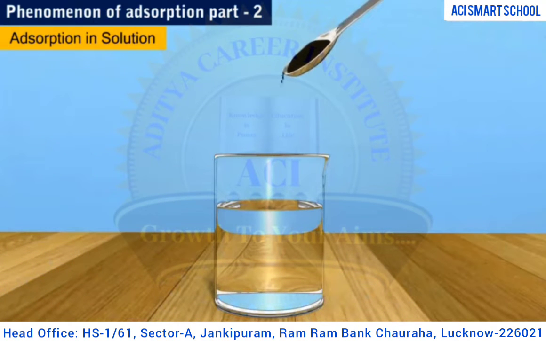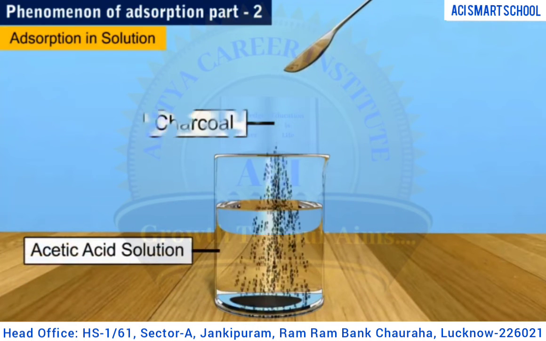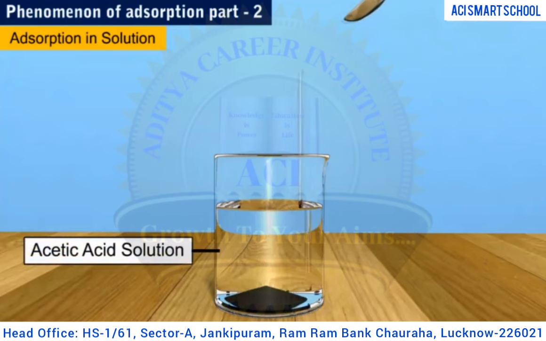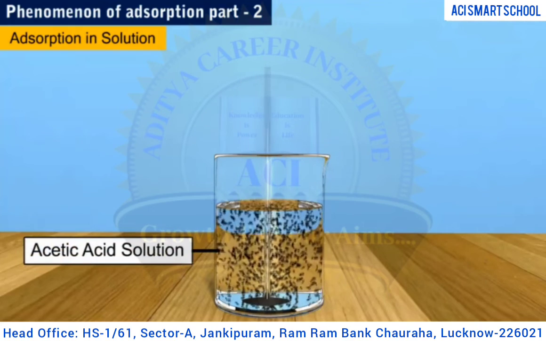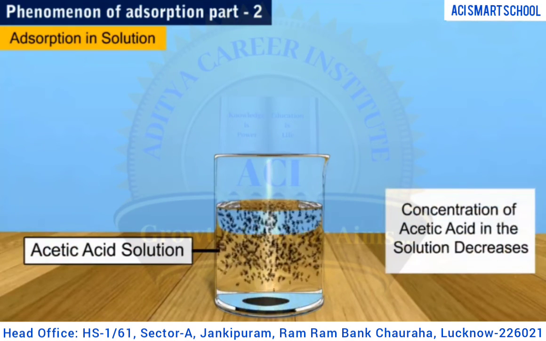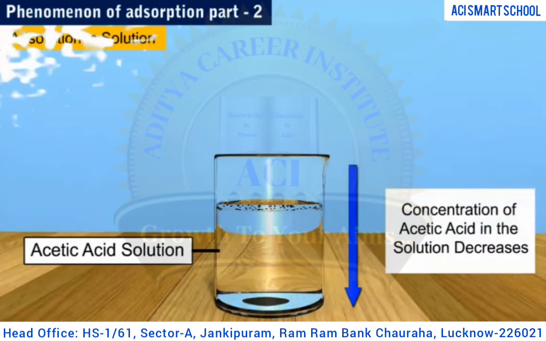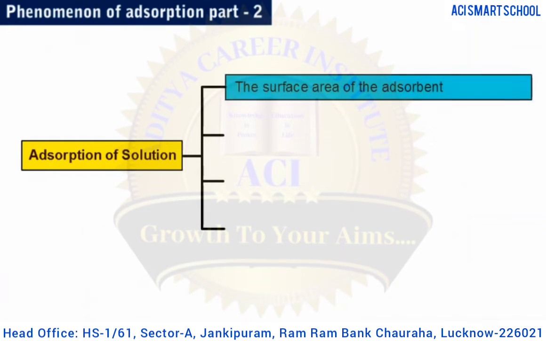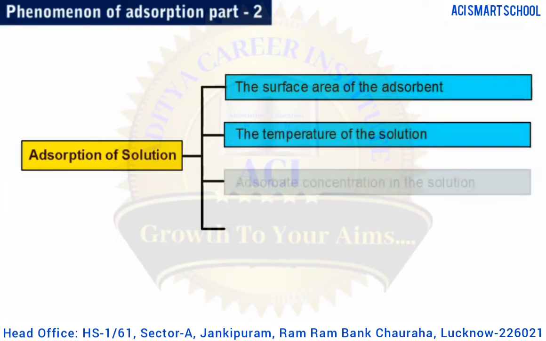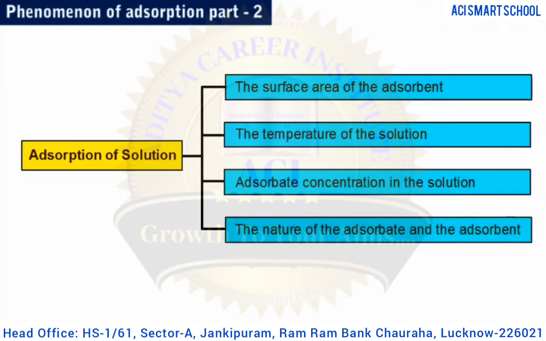Similarly, when activated charcoal is added to a solution of acetic acid in water, part of the acetic acid is adsorbed by the charcoal, and the concentration of acetic acid in the solution decreases. The amount of acetic acid adsorbed per gram of charcoal depends upon the surface area of the adsorbent, the temperature of the solution, adsorbate concentration in the solution, the nature of the adsorbate and the adsorbent.